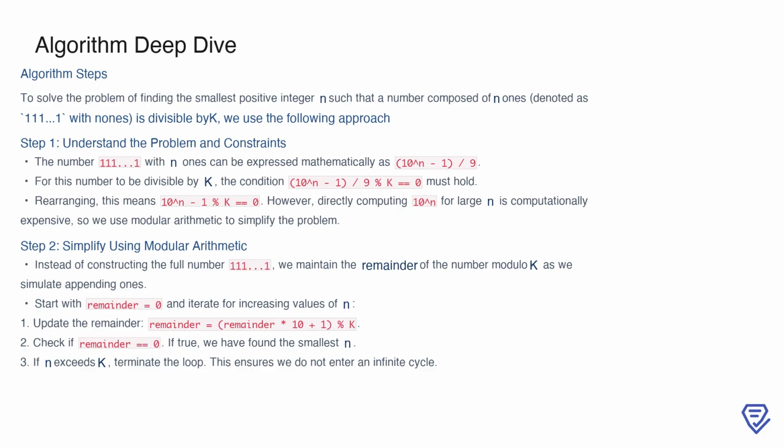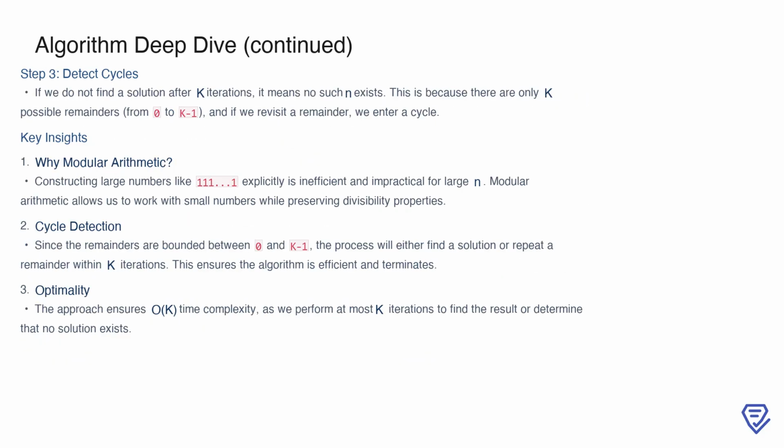Instead, we use modular arithmetic to simplify our calculations. By focusing on the remainder of the number modulo k as we simulate appending ones, we can avoid constructing the full number. Starting with a remainder of 0, we repeatedly update the remainder using the formula remainder = (remainder * 10 + 1) % k. Once the remainder becomes 0, we know we've found the solution. If n exceeds k, we terminate the process to prevent infinite loops, as we'll discuss shortly. If we don't find a solution within k iterations, it implies no such n exists.